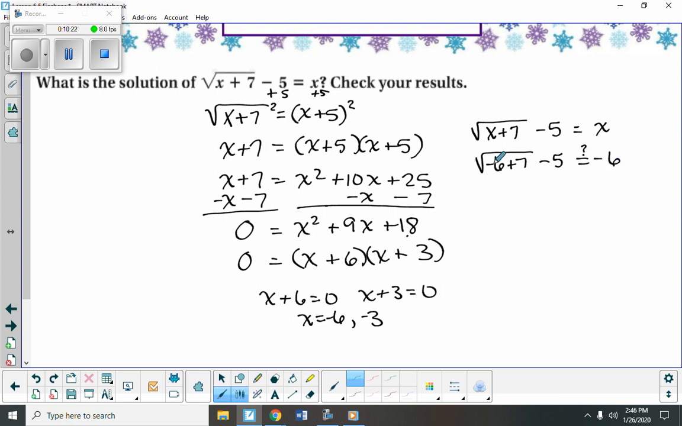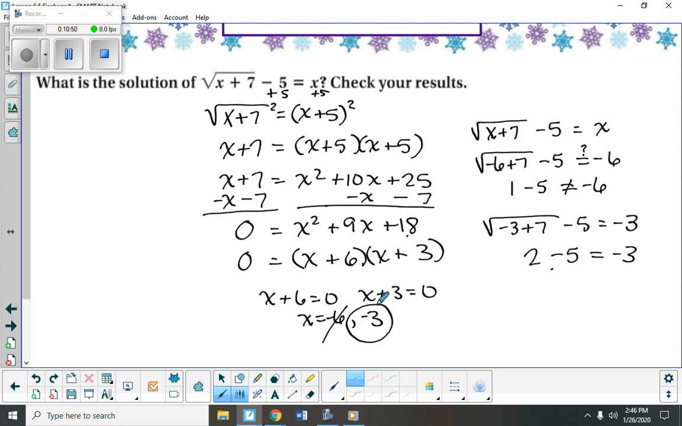So this is 1. The square root of 1 is 1 minus 5. That does not equal a negative 6. So this did not work. Let's try substituting in a negative 3. So wherever there's an x, we're putting in a negative 3. So that would be 4. The square root of 4 is 2. And that does work. Negative 3 equals negative 3. So the answer there is negative 3.